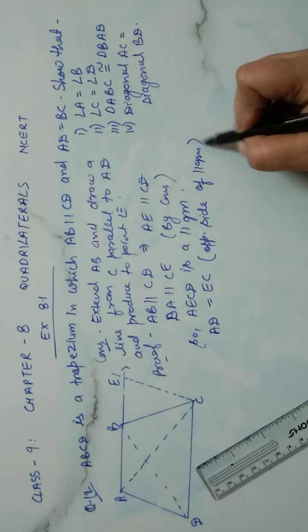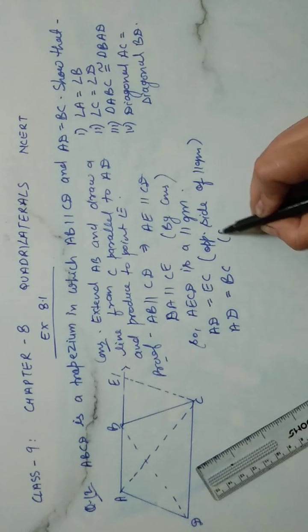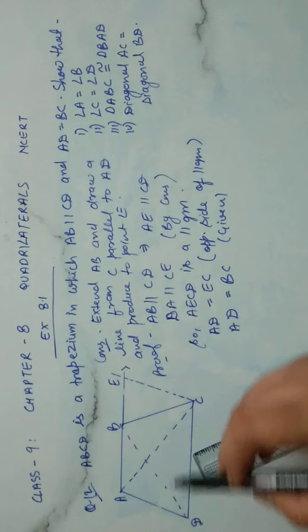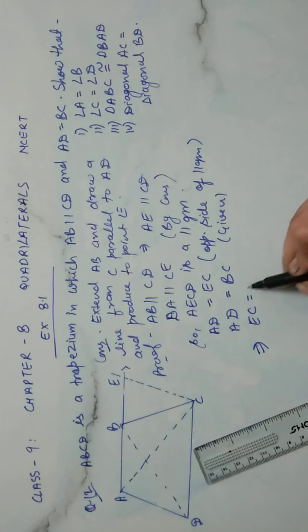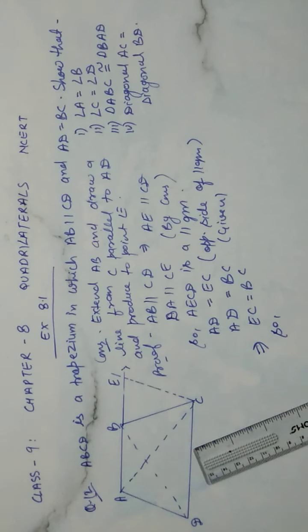The next thing we have is that AD is also equal to BC, and the reason is it is given to us. AD is equal to EC as well as AD is equal to BC. What does this mean? That EC and BC are equal to each other. EC is equal to BC. So we will utilize this property of triangles: if two sides are equal, then the opposite angles are also equal. So in triangle BCE, EC is equal to BC.